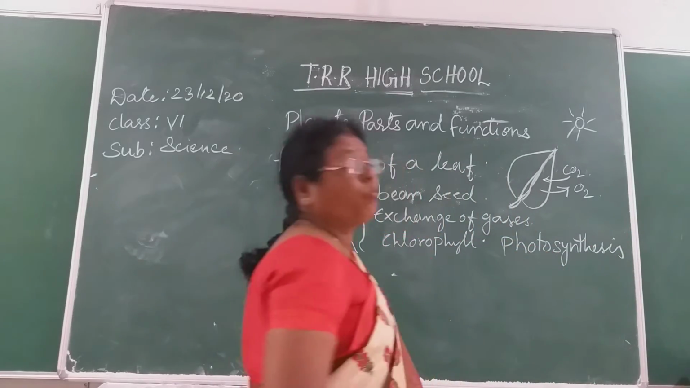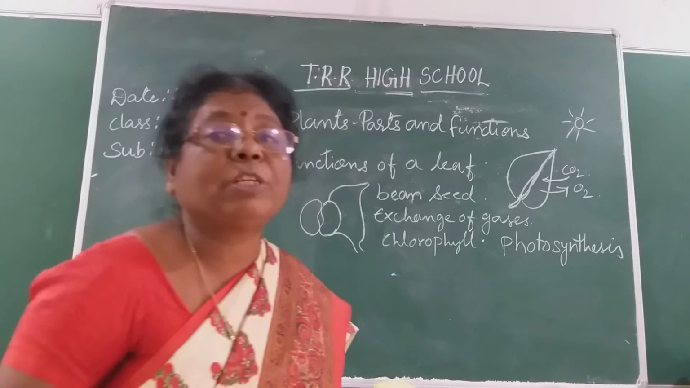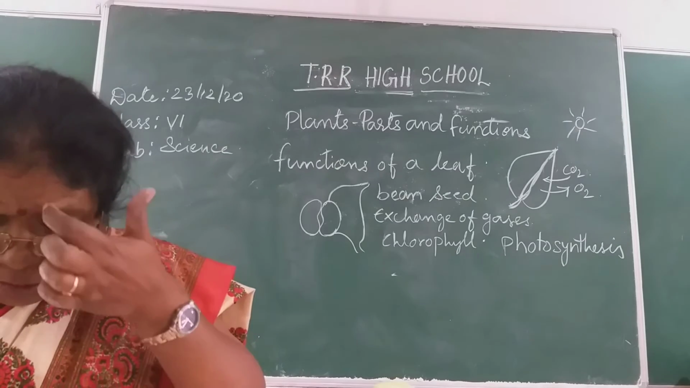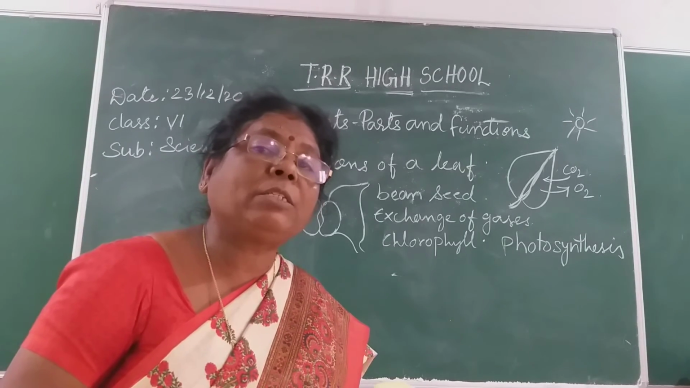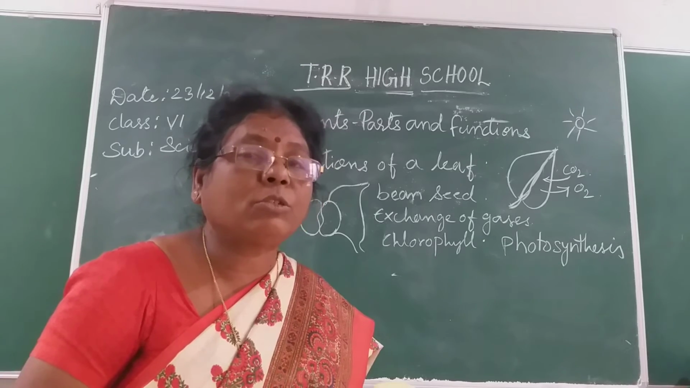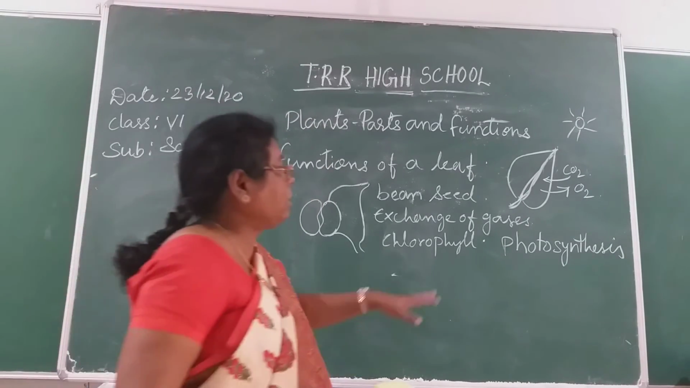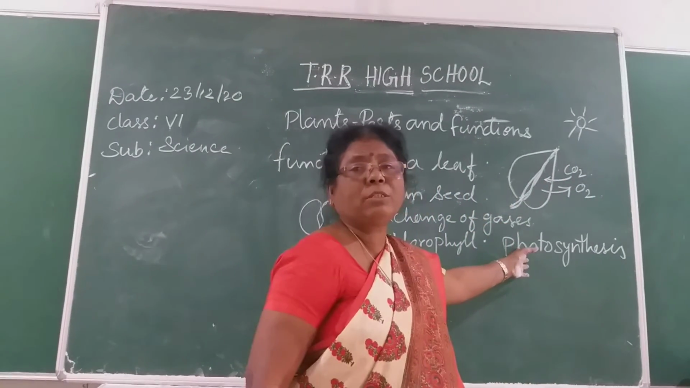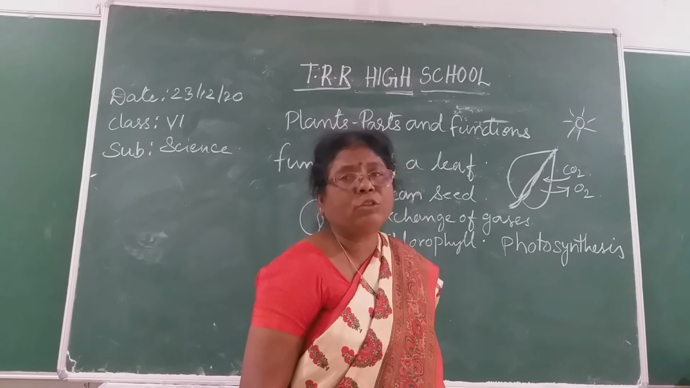Photosynthesis. Chlorophyll traps the sun's energy, which helps in the preparation of food. So what is photosynthesis? The preparation of food takes place in the leaf by the process of photosynthesis. It takes carbon dioxide from the air, and water and minerals from the soil, isn't it? And prepares the food in the presence of sunlight and chlorophyll.